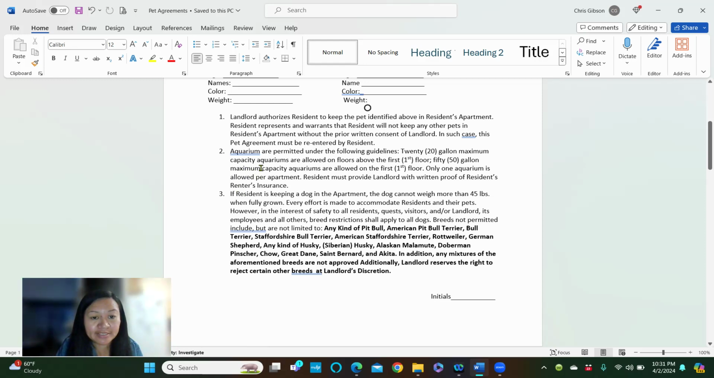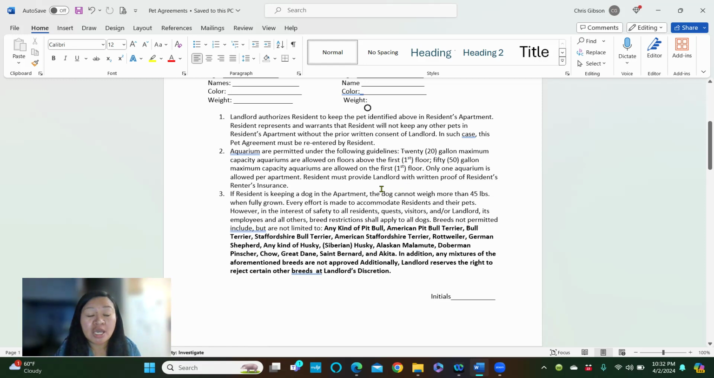In the restrictions, aquariums are permitted under the following guidelines. For example, a 20-gallon maximum capacity aquarium is allowed on floors above the first floor, so only 20 gallons are allowed on the second floor. And 50-gallon maximum capacity aquariums are allowed on the first floor. So there are guidelines for having an aquarium in your rental property. Also, the resident must provide the landlord with written proof of renter insurance.